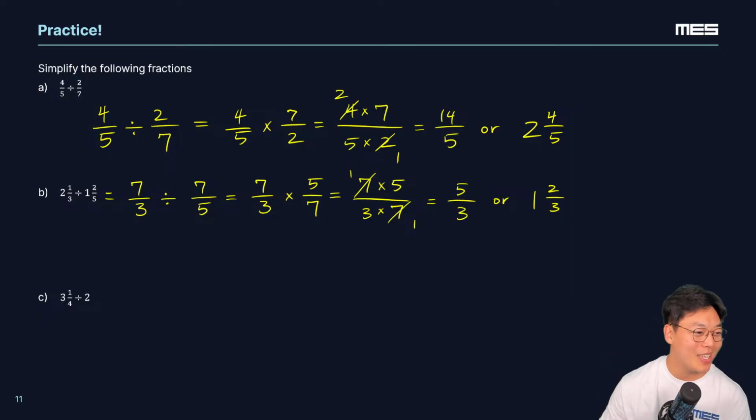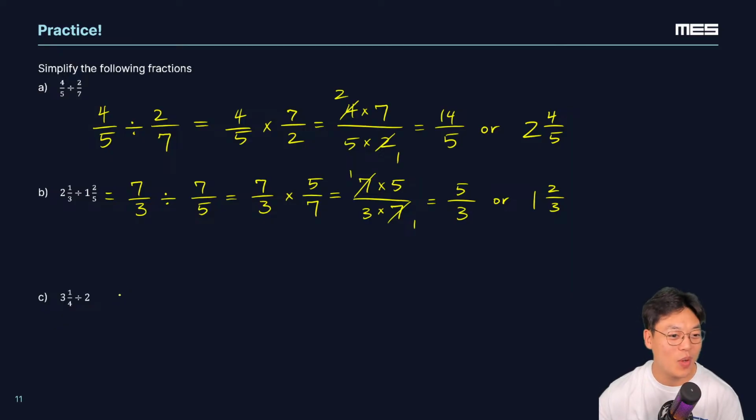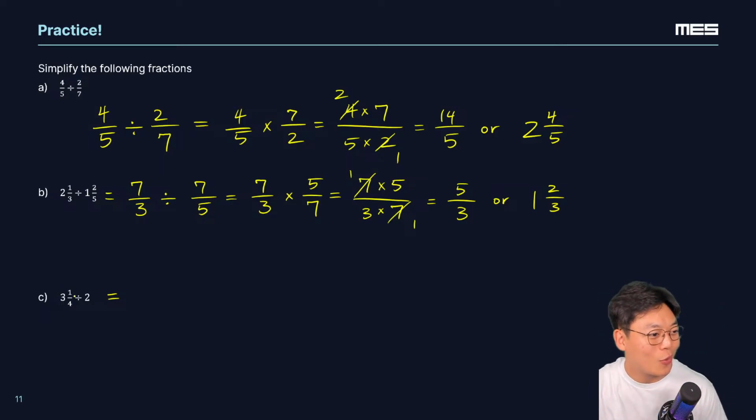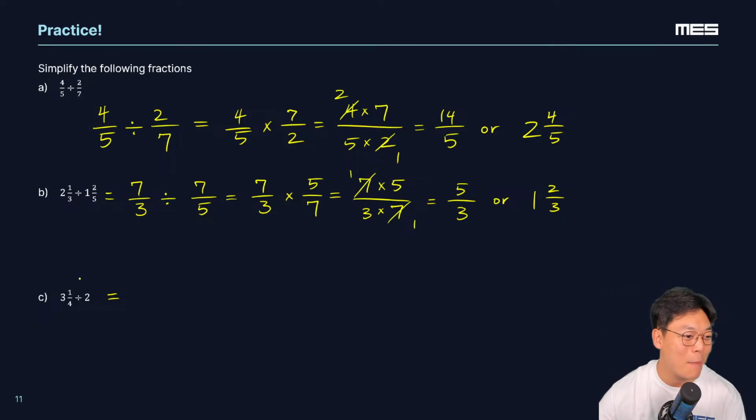Let's keep it going with letter C. How would we rewrite this one to get us started? Let me know what the improper fraction for that first fraction is. I'm confident that you guys can get this now. 3 1/4, how can we rewrite that as an improper fraction in the chat? 3 1/4 as an improper fraction.